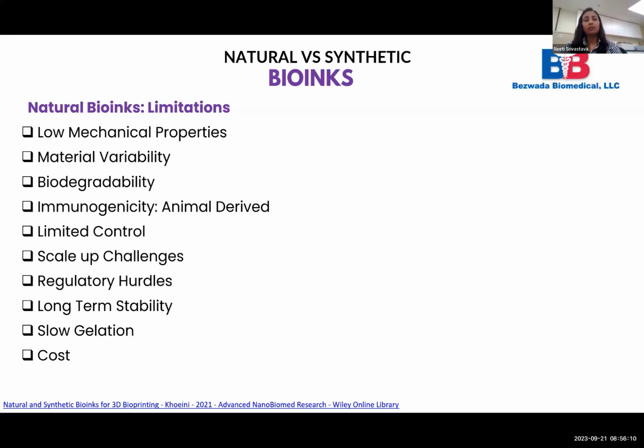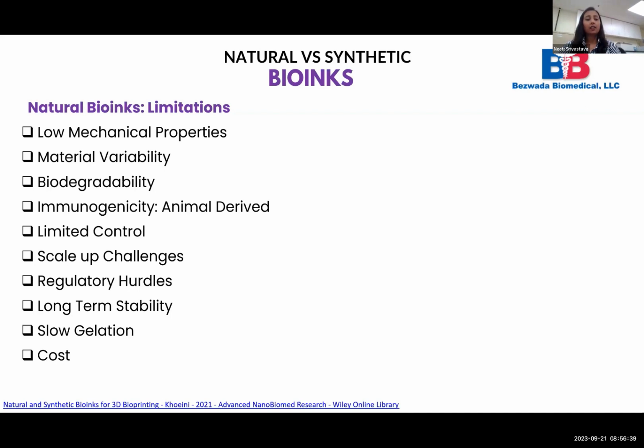And regarding biodegradability, they can lead to loss of structural integrity quicker than expected, before even the tissue has fully developed or integrated into the host environment. So that's one of the issues. And since they are derived from non-human sources, they may trigger immune response, which can affect the transplantation process. And you cannot fine-tune them as you can do the synthetic bioinks.